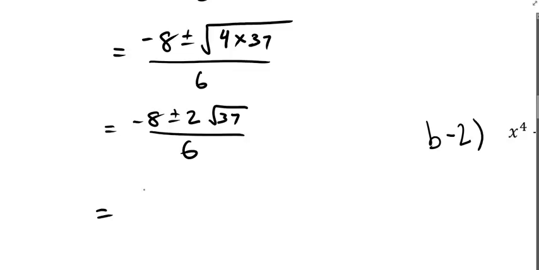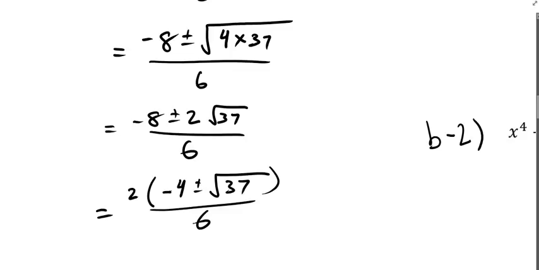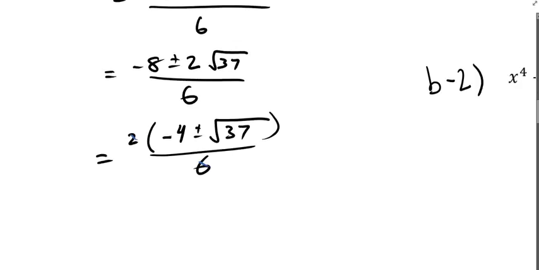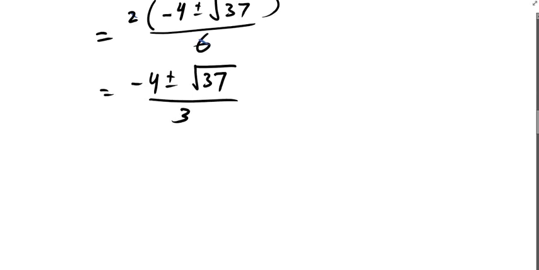So the top can be common factored by 2. And so I'm just going to common factor out a 2, bracket, negative 4 plus or minus the square root of 37, bracket, over 6. And then these reduce. So you can skip that step. You don't need to show it. And that's negative 4 plus or minus the square root of 37 over 3. And I like to write it as 2 separate answers. I'll tell you why in a minute.